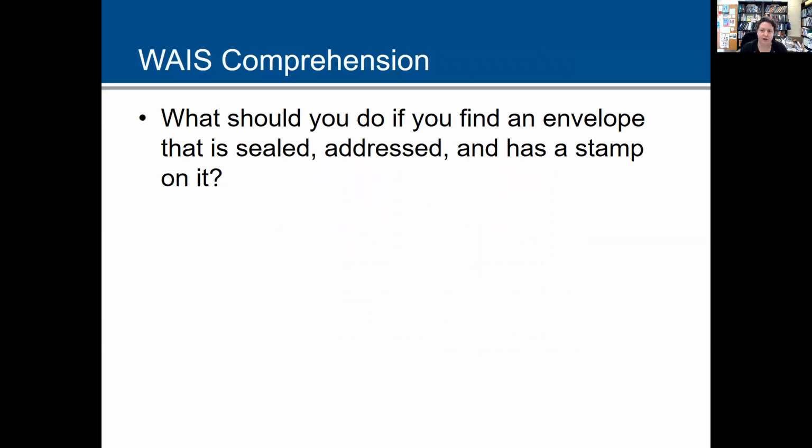In terms of comprehension, here again, you're asking people to use their knowledge, but also to really think through things and use moral and ethical reasoning. For example, this is the first question: what should you do if you find an envelope that is sealed, addressed, and has a stamp on it? It really should be pretty simple, right? You just put it in the mail for the person. But if someone has some difficulties in their frontal lobes, for example, they might not be able to get to that answer as quickly.